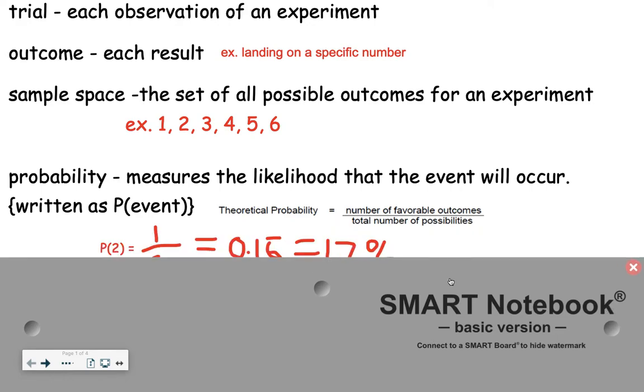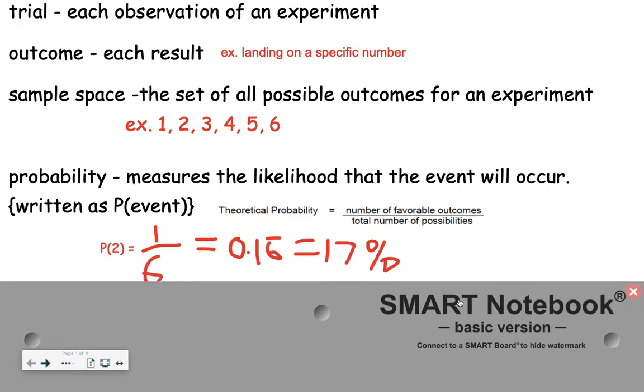All right, so we write probability with a P. So P obviously stands for probability. And then the event, the outcome that you want, would go in the parentheses. And this is called theoretical probability, when you're just finding the likelihood that it will happen based on the total number of possible outcomes.